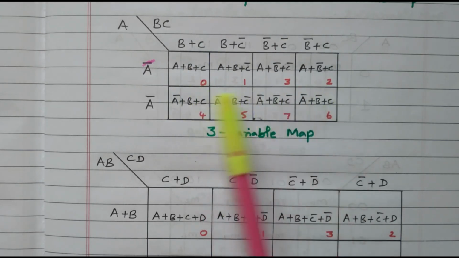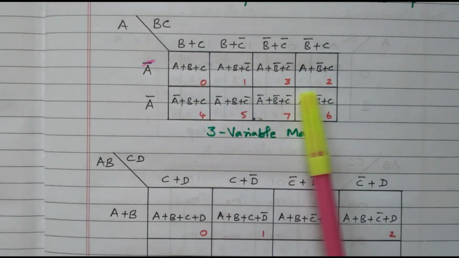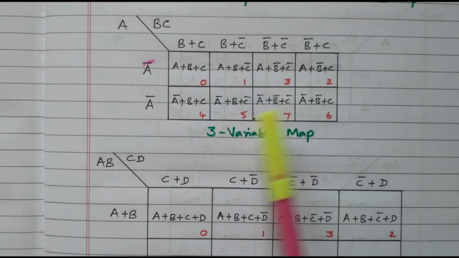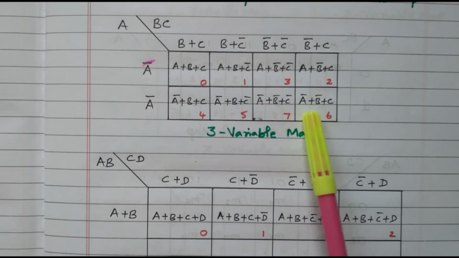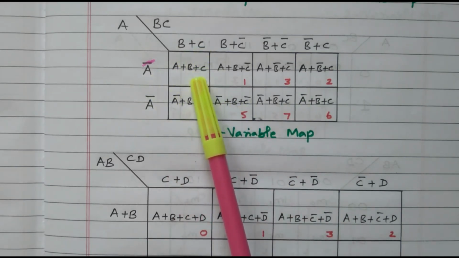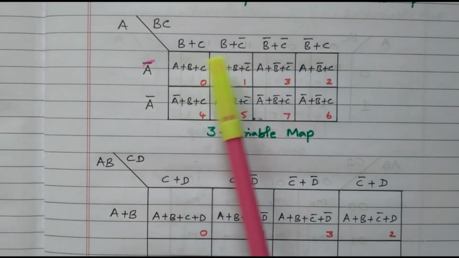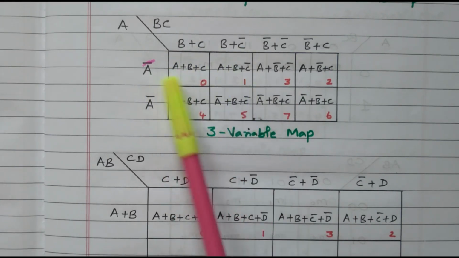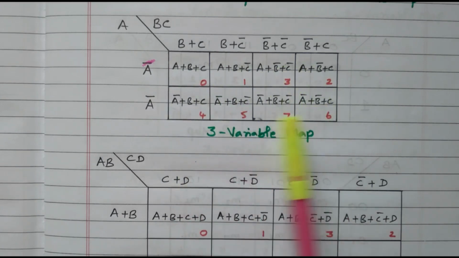So these are, this red color is the min terms 0, 1, 2, 3, 4, 5, 6, 7. There is an interchange between the third and fourth column. So what is the first cell? A plus B plus C. Second one, A plus B plus C bar. So like that we can write all the variables.